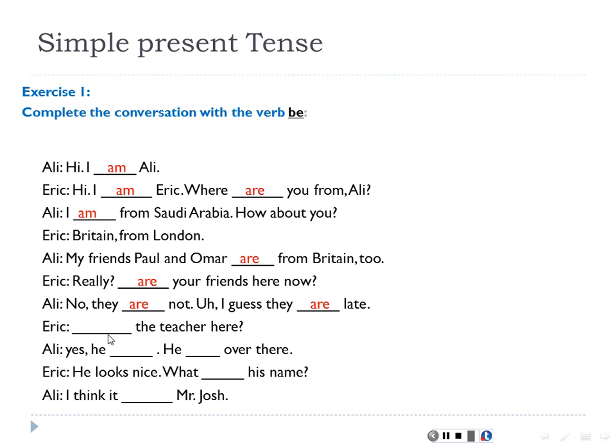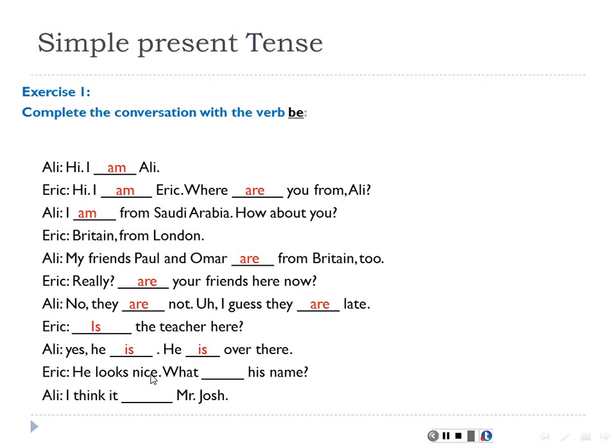So with singular we said third person, الضمير الغائب للمفرد, نستخدم is. So is the teacher here? هل المدرس هنا؟ The answer, yes, he, with he of course we use is. Yes, he is. He is over there. نعم, هو كذلك, هو موجود هناك. Over there, موجود هناك. Then Eric speaks, he looks nice. He looks nice. يبدو لطيفا.